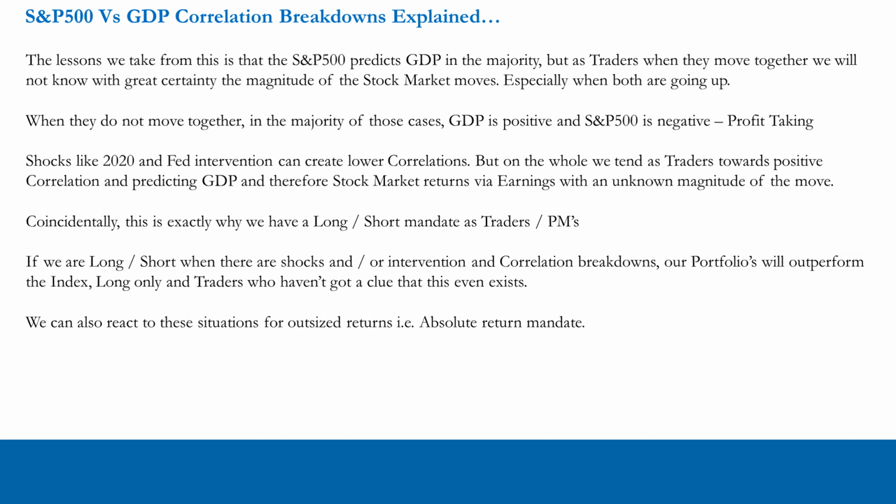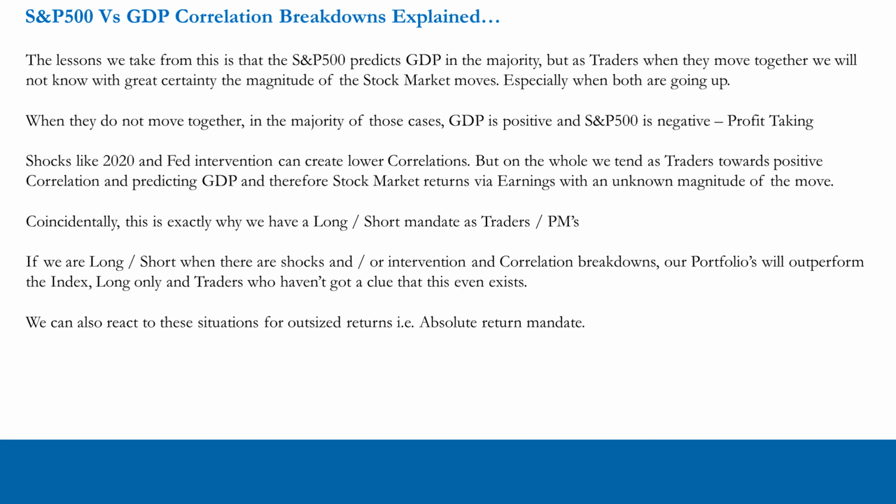Okay. Also, similar to our quadnomial analysis, when we're looking at a statistical correlation, when they don't move together, in the majority of those cases, GDP is positive and the S&P 500 is negative. So this is defined as potentially profit taking. Okay, the S&P 500 goes down when GDP goes up. So the market arguably gets overextended and then corrects.